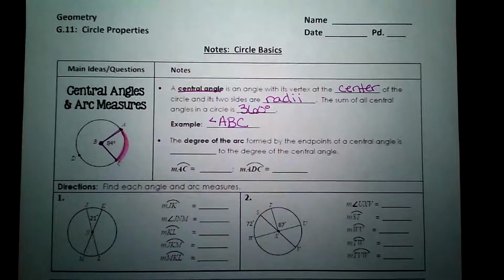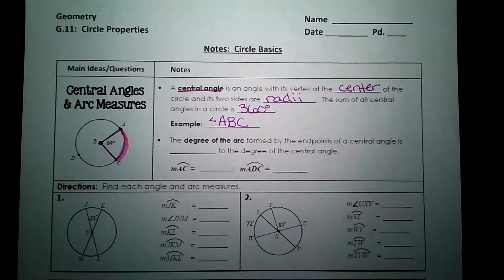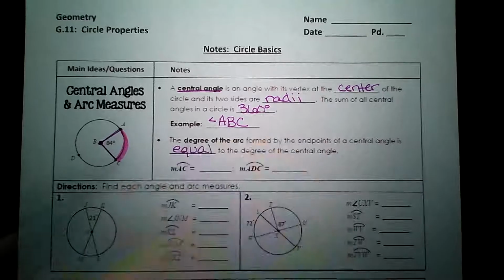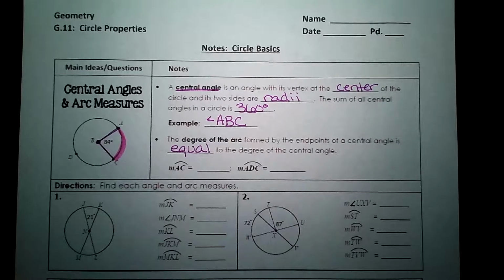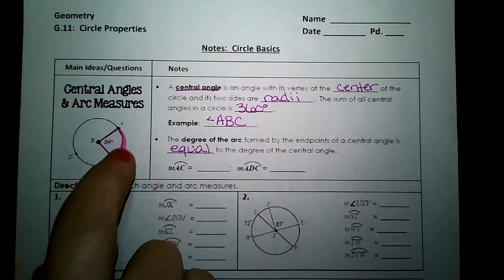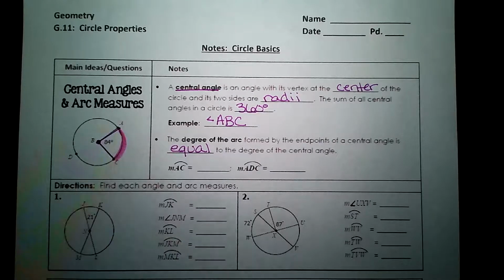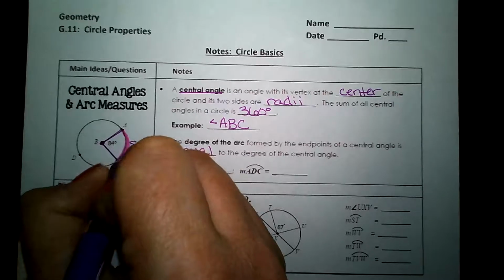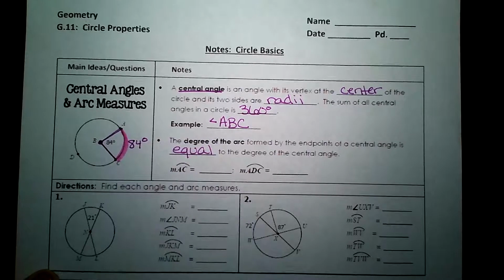The degree of the arc is equal to the degree of the angle, the central angle. So we have a tool that can measure angles. It's called a protractor. We don't necessarily have a tool that can measure the degree arc out here, so we can use a protractor to measure the arc. So this 84-degree angle is equal to this 84-degree arc.